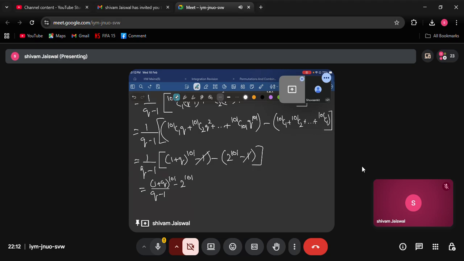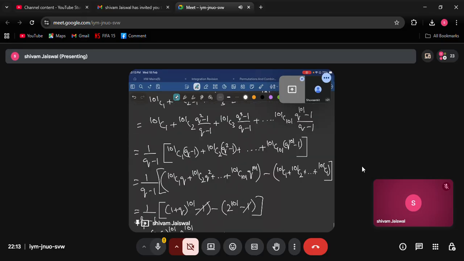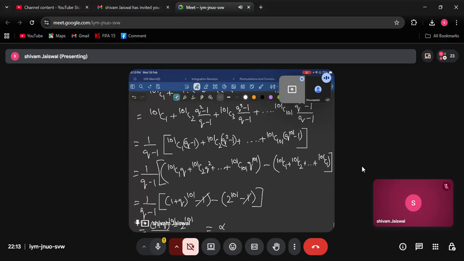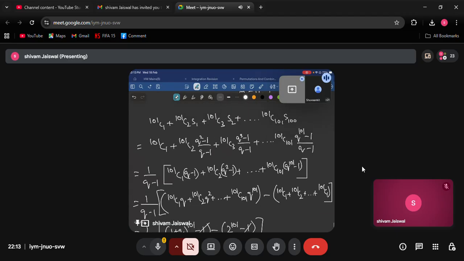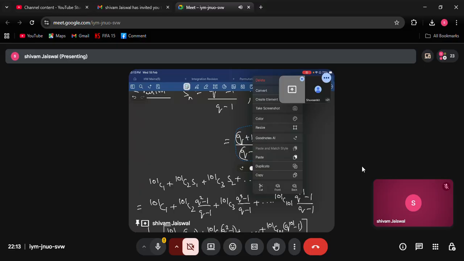Tell me. And this must be given as alpha into T100. So let's substitute what is T100. T100 will be equal to (q plus 1) whole to the power n plus 1, that is 100.